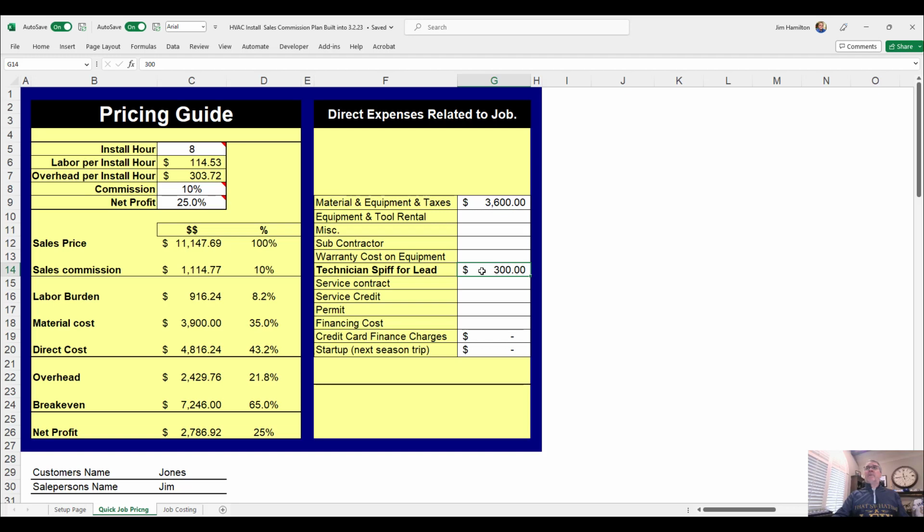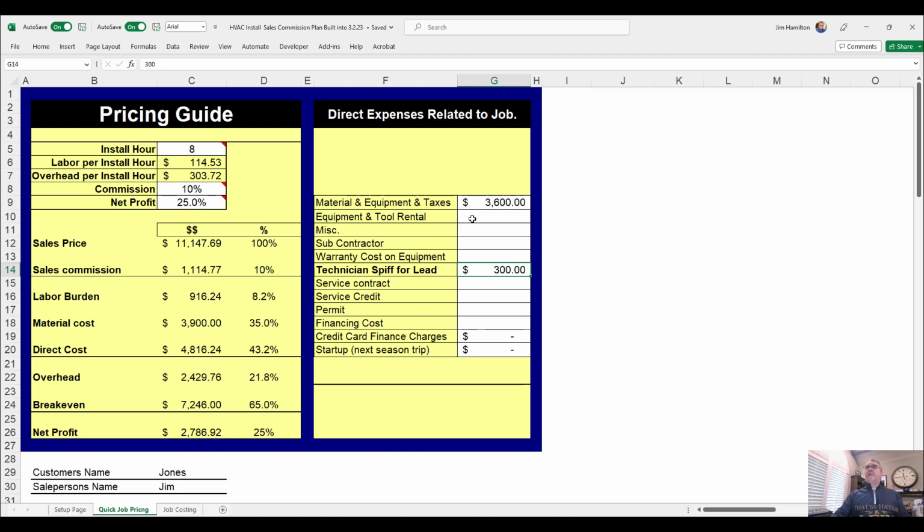I found out what we're going to do with the technician spiff. I'm just going to put it in here as a cost, because that's really what it is. I'm not going to raise our price to 38.5%. It's going to be 10% commissions and 25% nets, so that adds up to 35. I'm not going to move that pricing to 38.5 to cover the $300. It's a cost, and it's a flat cost, and that's what it's going to be.